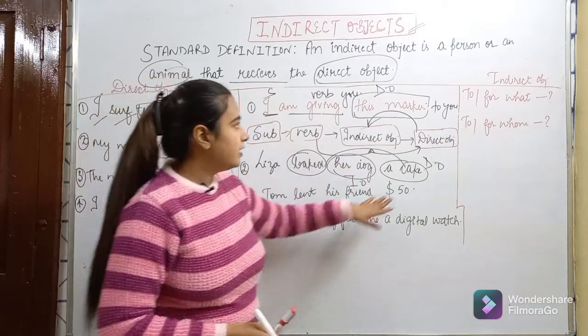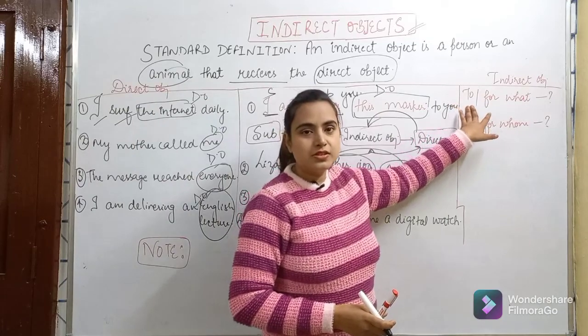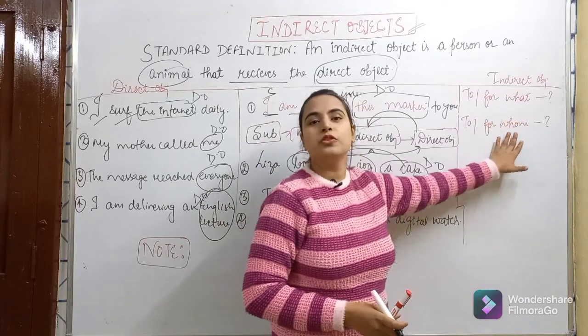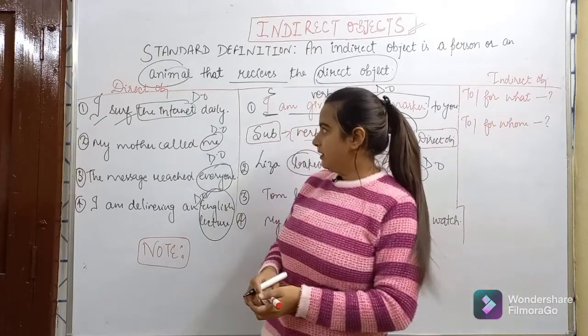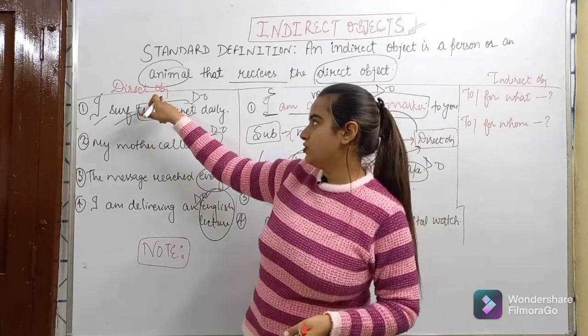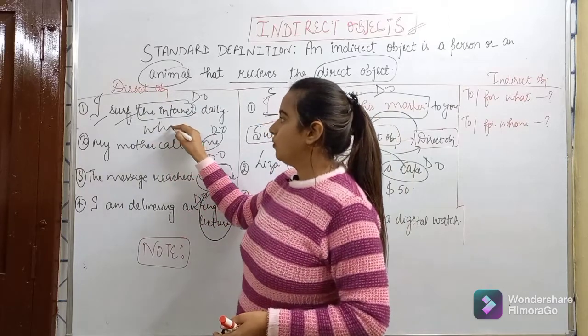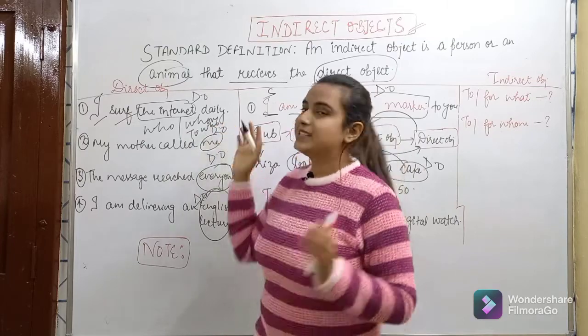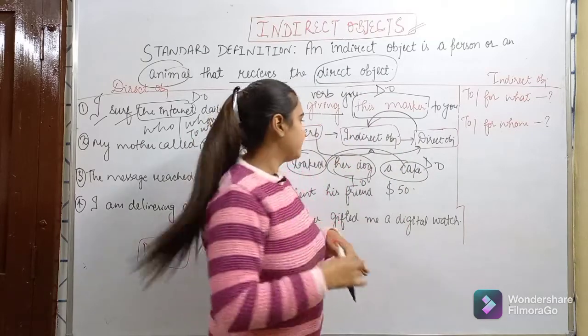So guys, indirect objects usually answer the questions to and for what and to and for whom, whereas direct objects answer the questions of who and whom. This is the basic difference.